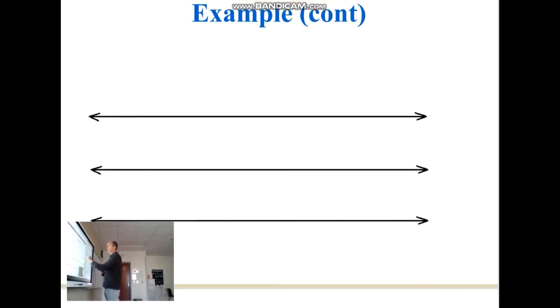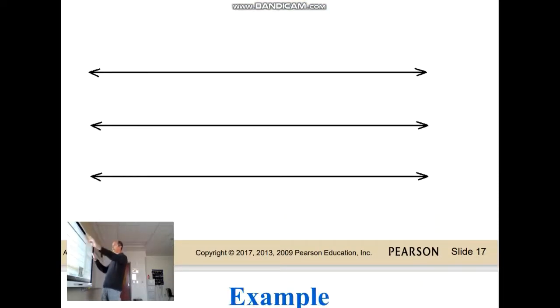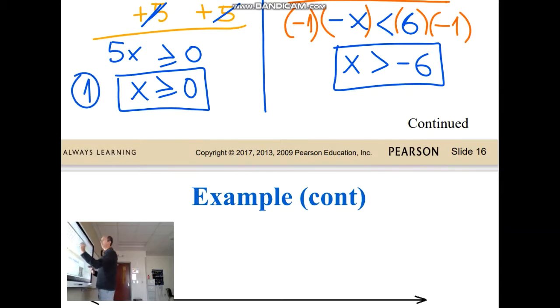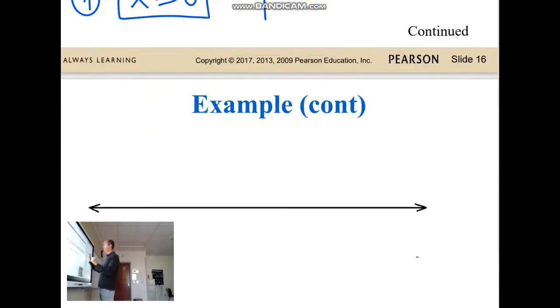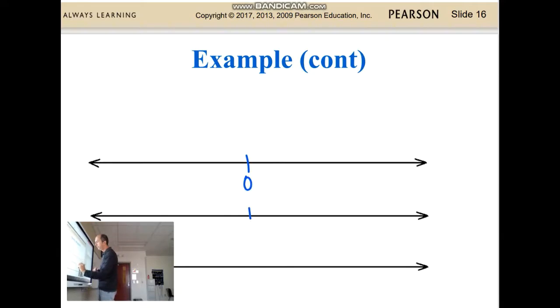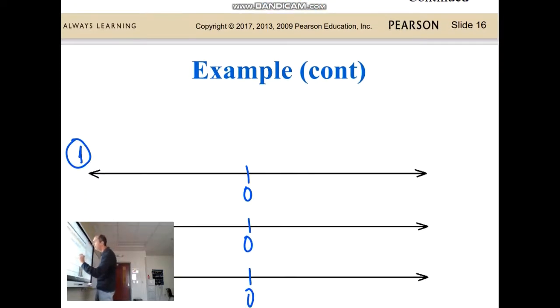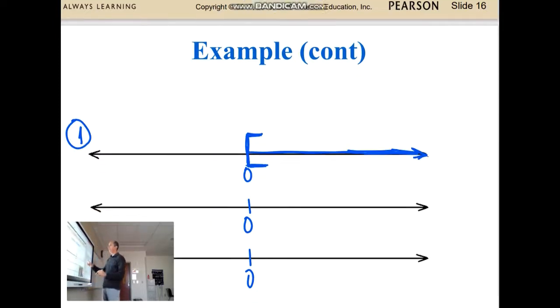Now let's represent using the number line. The first one, let's say this is number 1, this is number 2. X greater than or equal to 0, say 0 is here. Then the first one, x is greater than or equal to 0, so bracket, because we have an equal sign, 0 is included, and everything greater is also included, all the way to infinity.